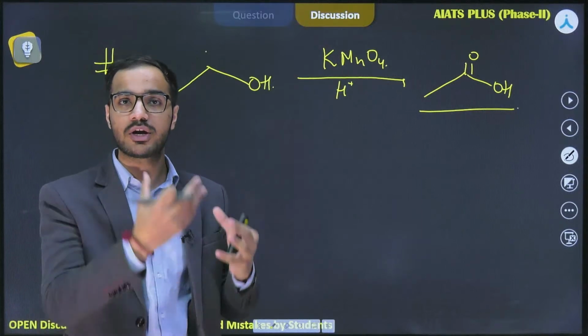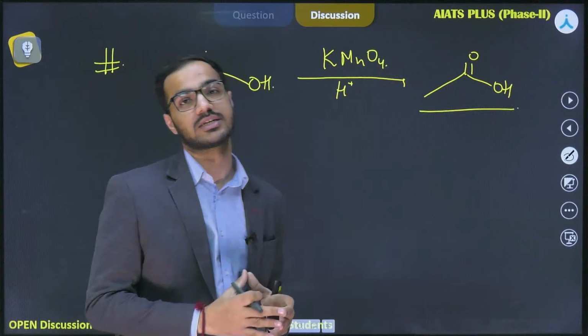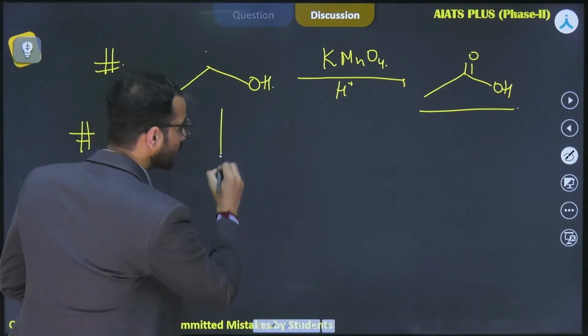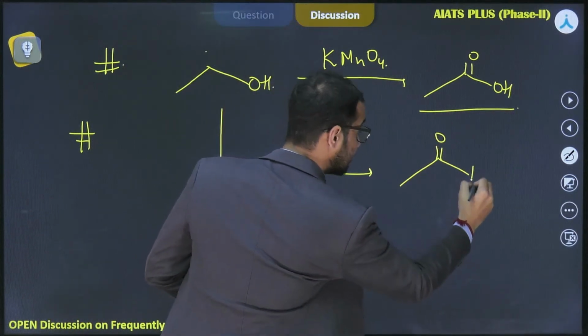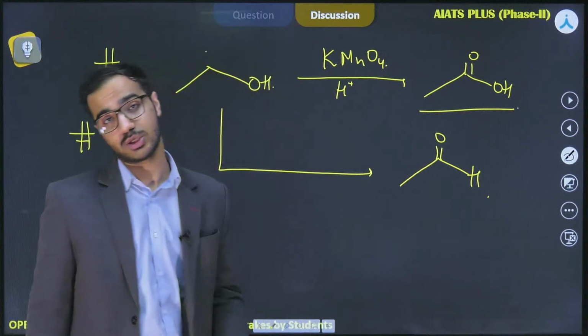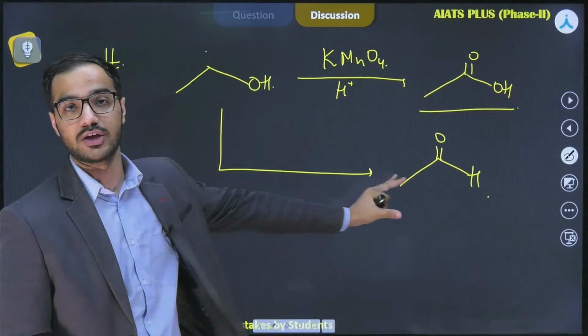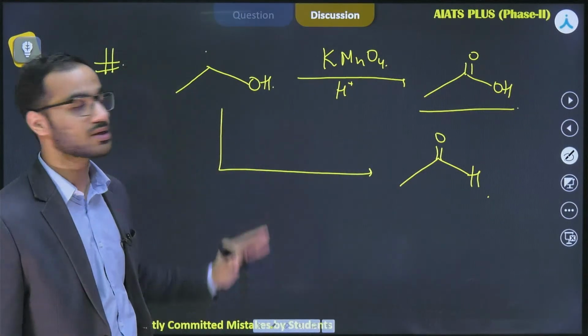So we have to reduce the oxidizing power of the reagents. If you have to convert this to this, it is a major task to deal with. There are certain reagents which can do these kinds of reactions, or we can say partial oxidation. So let us discuss which are these.